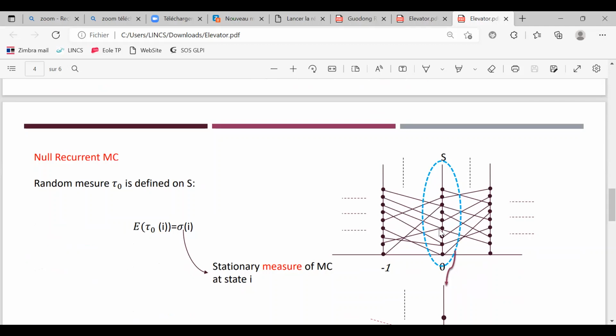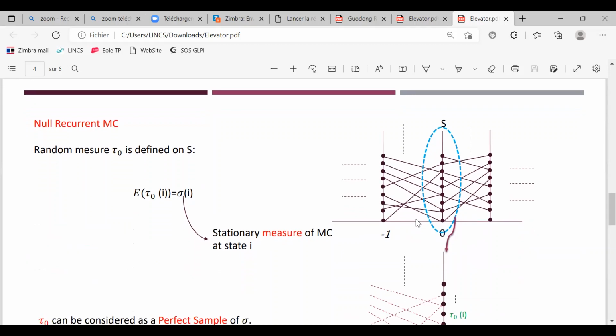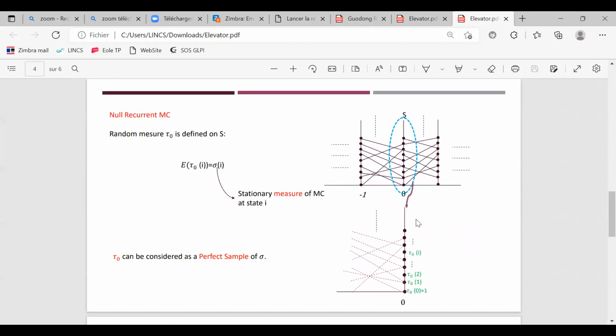This intersection is a random set, as you see here, and using this random set and the graph, we can define some random measure on the graph. This random measure has an interesting property: if we look at the expectation of this measure at each point of the state space, this expectation is equal to the stationary measure of the null-recurrent Markov chain at each point.